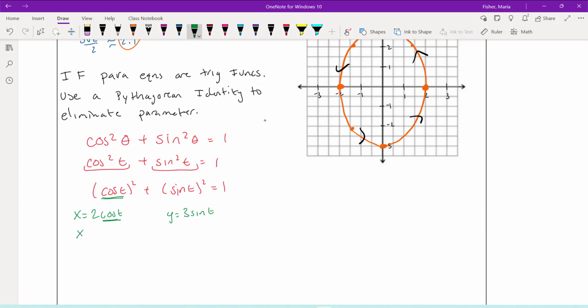If I divide by 2, I get x over 2 equals cosine of t. And here, if I can get sine of t all by itself, then I can replace it in the Pythagorean identity. If I divide by 3, I'd get y over 3 is equal to the sine of t.